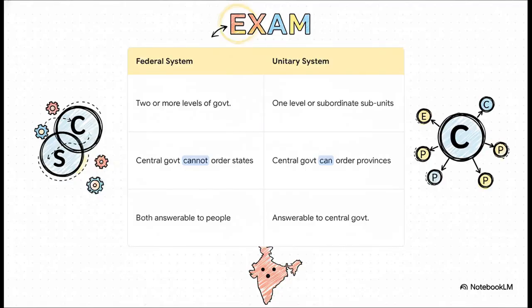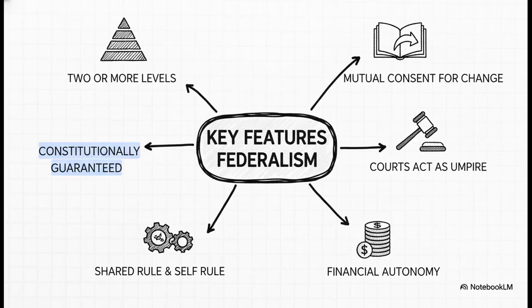You must understand the difference between a federal system and a unitary system. In a federal system, like we have in India, there are two or more levels of government. The central government cannot just order the state government to do something. But in a unitary system, like in Sri Lanka, there's really only one level of government, and the central government can pass orders to the provinces. It's a key difference.